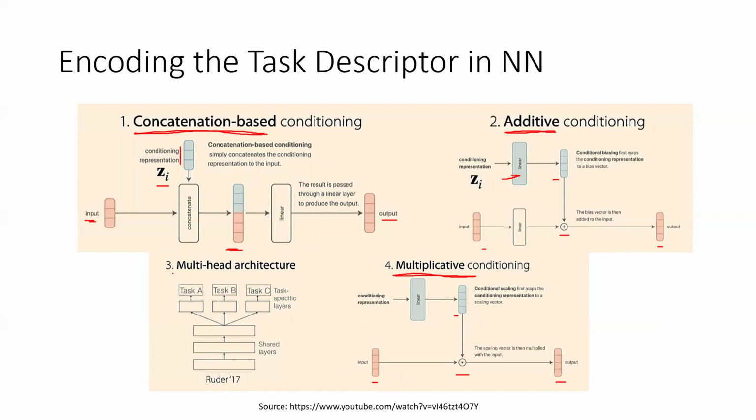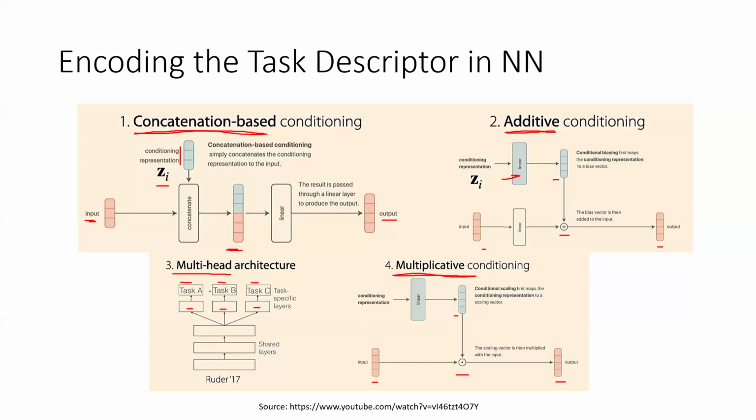And there's another way known as multi-head architecture, right? You may remember that in the transformer architecture we discussed, we can have multi-head attention. So for different tasks like task A, task B, and task C, you can have different heads, right? Each of the tasks can be represented in each of the heads, and by running all of these heads together, we can do multitask learning, right?